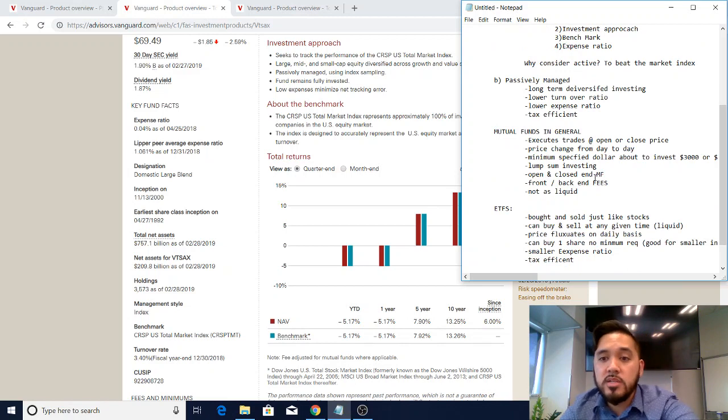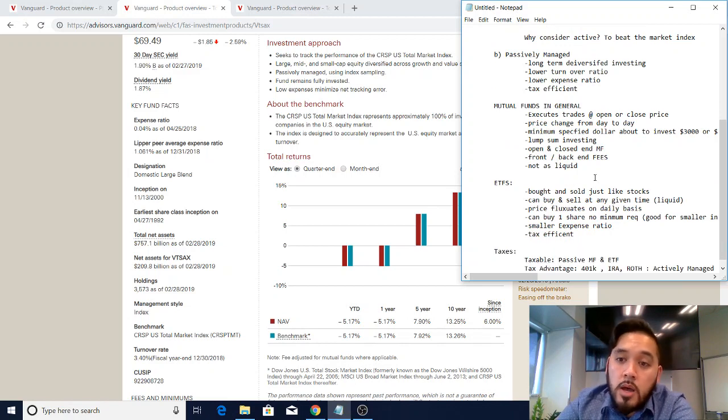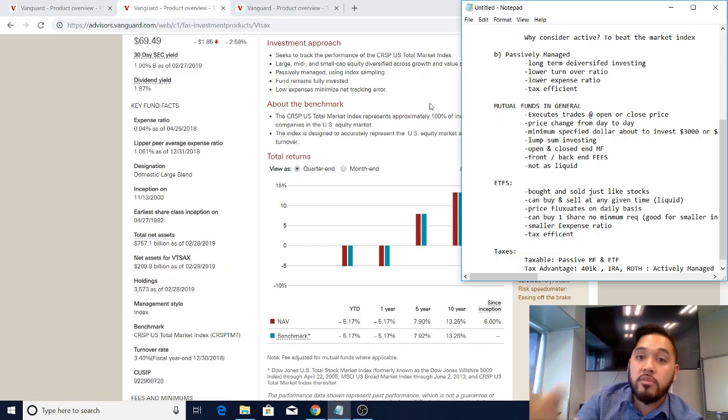And then mutual funds in general, whether active or passive, execute trades at the open or close price, whether it be the open of the day or the close of the day. What I mean by that is, say you want to buy this particular total stock market index at 9 a.m. You'll actually buy it at the open of the following day.